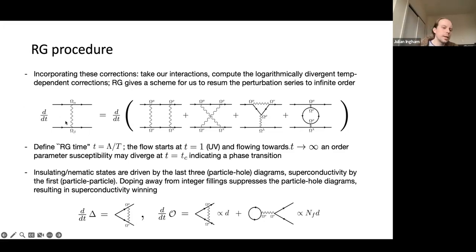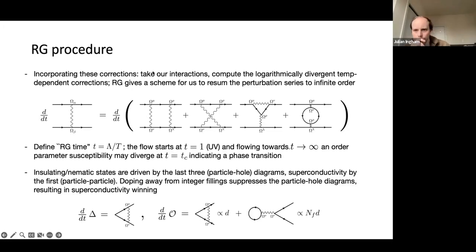Now, superconducting order parameters are driven by the same diagram as what appears on the left in this flow equation up here. This is called the particle-particle diagram. And the particle-hole order parameters, these are insulating and nematic states, are driven by the same Feynman diagrams that appear in the latter 3 terms of this flow equation here. So the one we saw in the previous slide, this thing, and then this bubble.